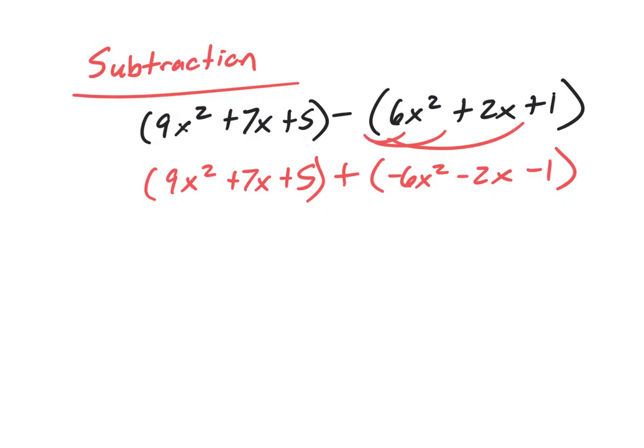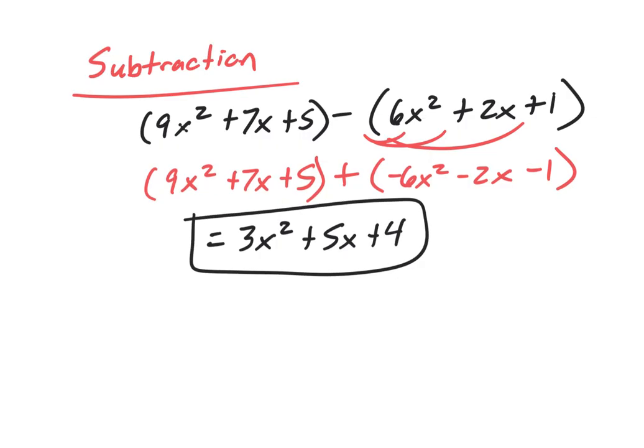Once again, if you want to stack it at this point, you could, but we're just going to go ahead and add it together here. 9x squared plus negative 6x squared would be 3x squared. 7x plus negative 2x would be positive 5x. 5 plus negative 1 would be 4. And that's our answer. Okay, so subtraction is not much different. The only difference you got to be careful of here is you got to distribute that minus sign throughout everything in the second parenthesis.